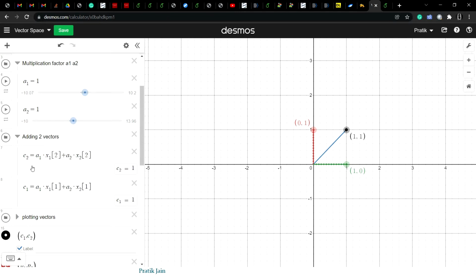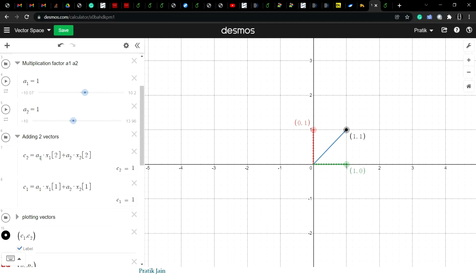So I have two equations. One is a1 into this first vector, plus a2 into the second vector. Okay, so x2 and x1 are my two vectors over here.